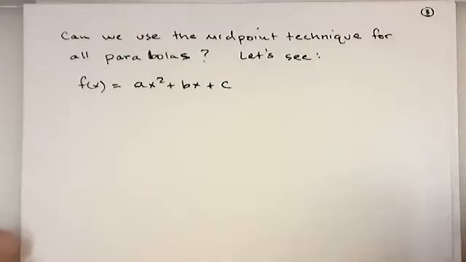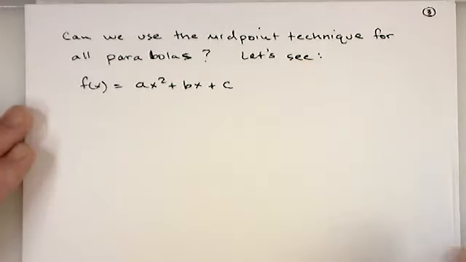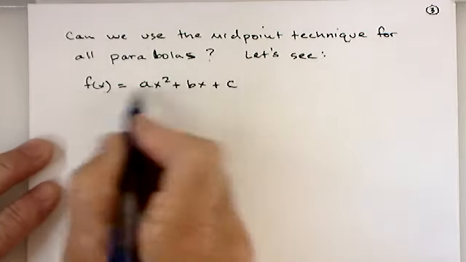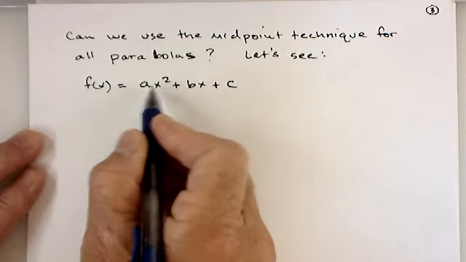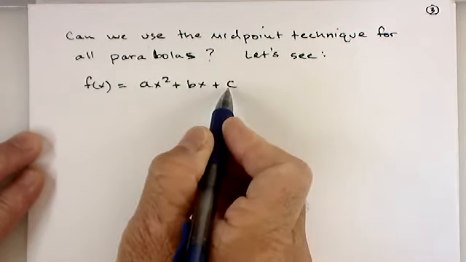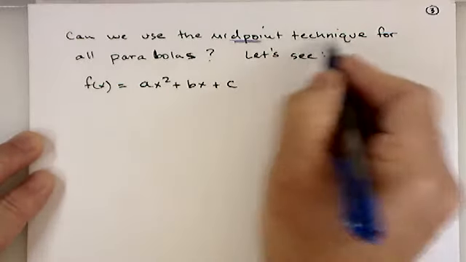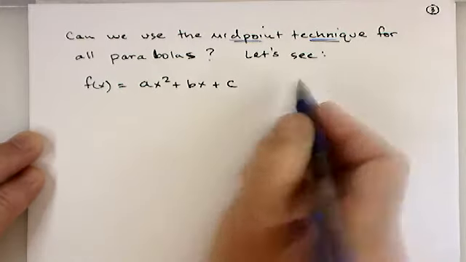Okay. So I'm going to show you that we can use this midpoint technique for all parabolas. To prove that, this represents every single parabola you could ever think of: f of x equals ax squared plus bx plus c. My claim is I can still use the midpoint technique, even if my parabola doesn't have any x-intercepts. So let me show you.